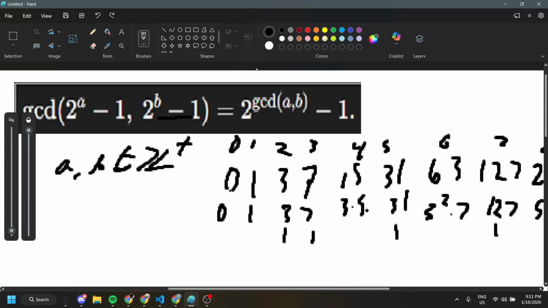Can we prove that that's true? That's not even what we need to prove. That's a small case of what we need to prove. We need to prove this entire thing for every possible greatest common divisor of A and B.